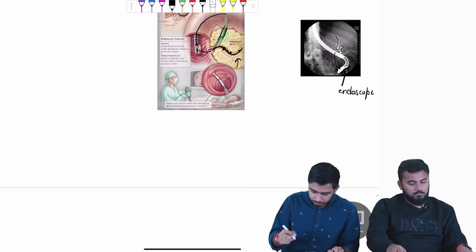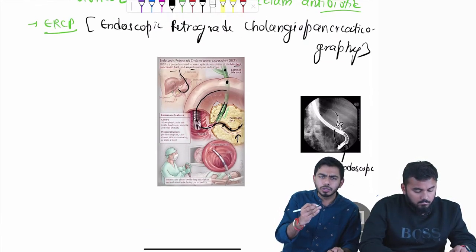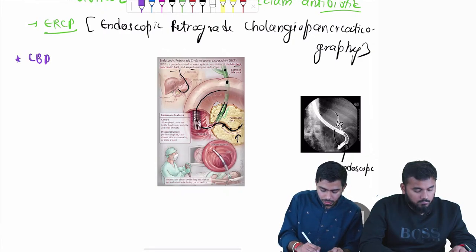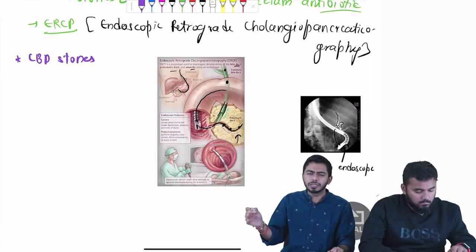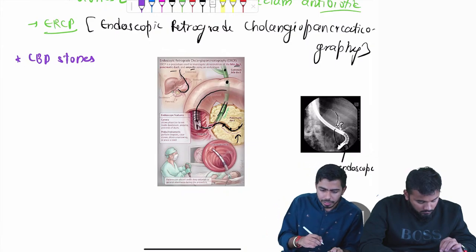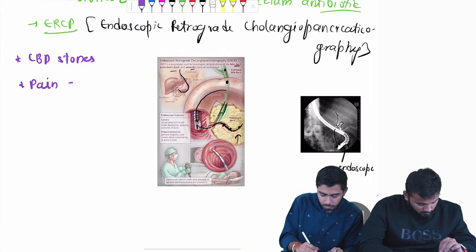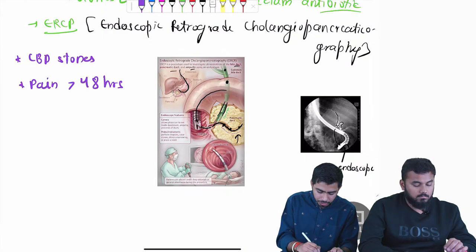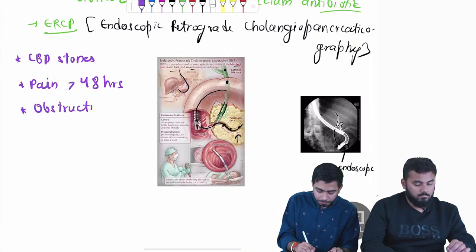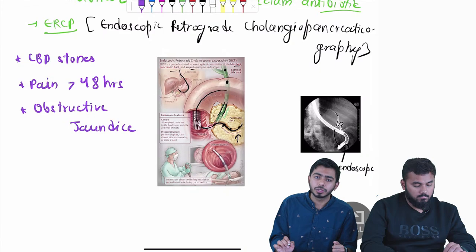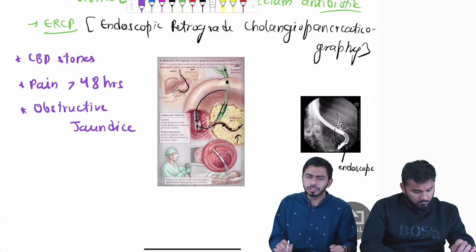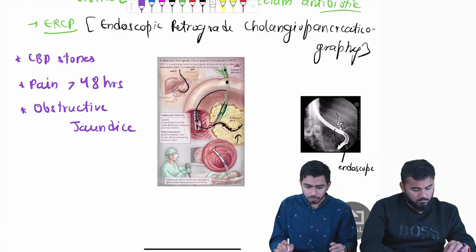Now guys, moving on, what are the indications for using this ERCP modality? An indication could be if the patient has CBD stones, obviously common bile duct stones that are irritating the pancreas and causing acute pancreatitis, obviously go for it. Or if the patient has pain for more than 2 days, or more than 48 hours, obviously you can go for it. Or if the patient presents with obstructive jaundice, it means some kind of obstruction is there, then it might be possible that the bile duct has been obliterated, so in those cases you might go for ERCP.